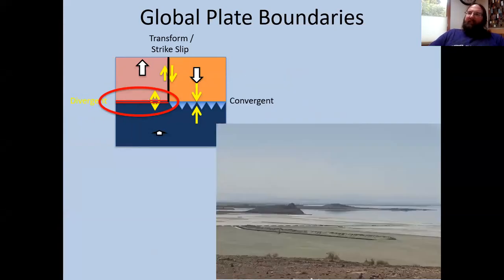The Salton Sea is actually, believe it or not, part of a narrow ocean. So let's take you on a tour and show you what a narrow ocean looks like.